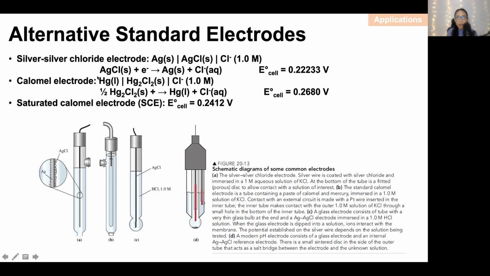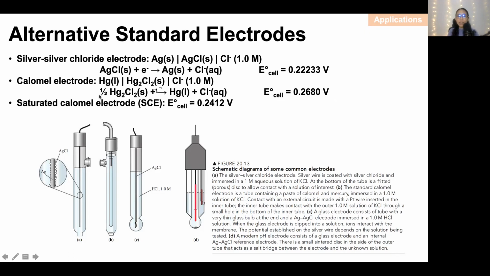For the calomel electrode, this uses liquid mercury and mercury(I) chloride. So the half reaction is shown here, and an electron is missing on the reactant side. There should be an electron here. So that's another reduction half reaction because it's coupled with your SHE. After you couple it with your SHE, its standard reduction potential is 0.2680 volts.